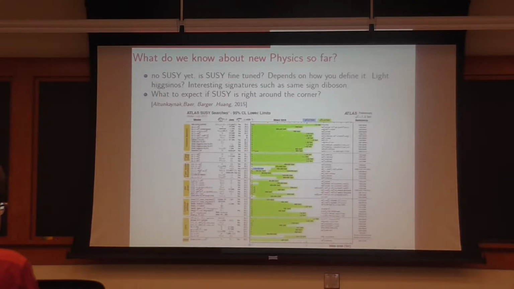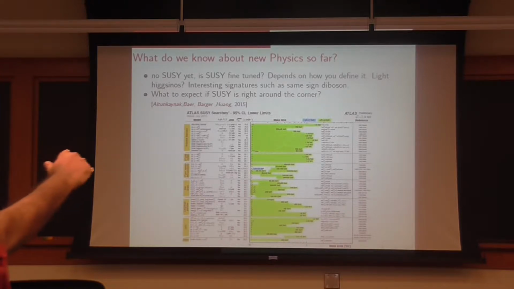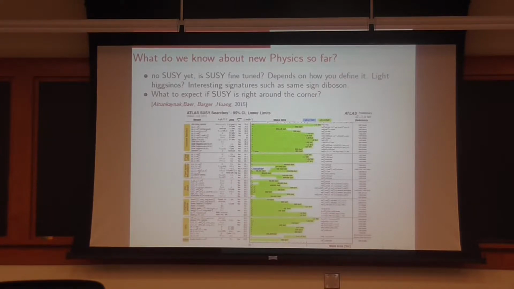What about supersymmetry? No signs of supersymmetry yet. And the discussion is whether the electroweak sector is fine-tuned, and depending on how we define it, it could be fine-tuned or not so fine-tuned. With some definitions, you will motivate yourself that you should see light higgsinos, and you might also get some nice signatures from those.